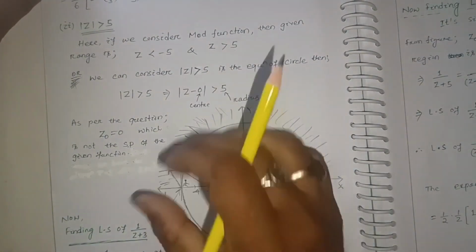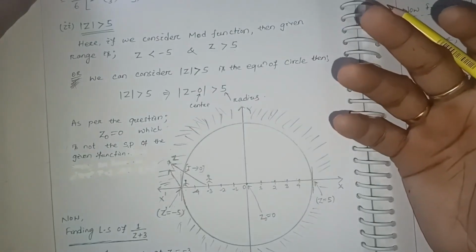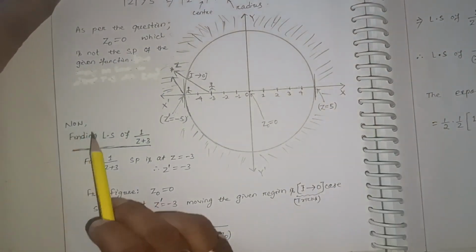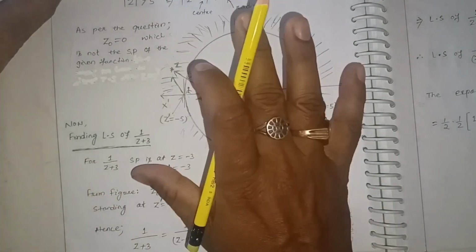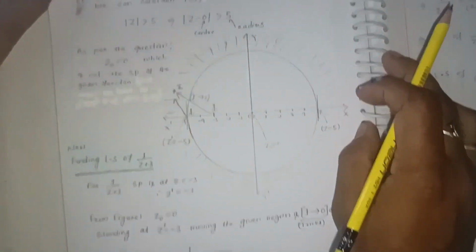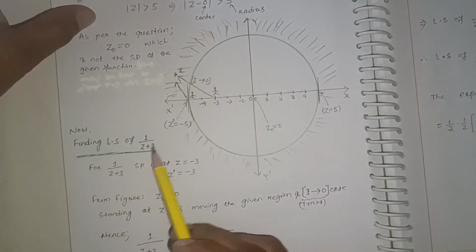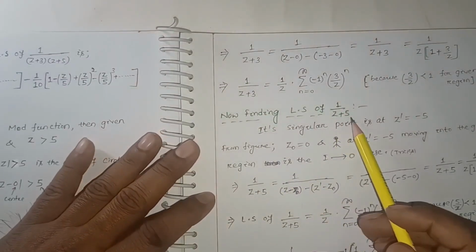But in detail, step by step, I have written it so that whenever you follow your notes, you can understand easily. Okay. Now, we found the region as per the question. Now we are going to find the Laurent series of 1 by (z plus 3). Then we are going to find the Laurent series of 1 by (z plus 5).